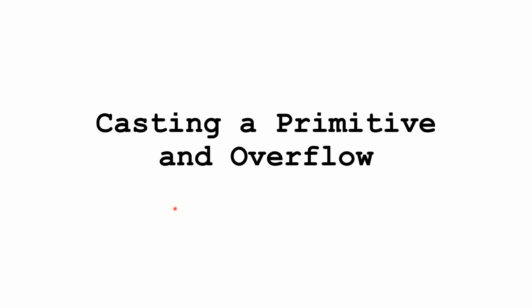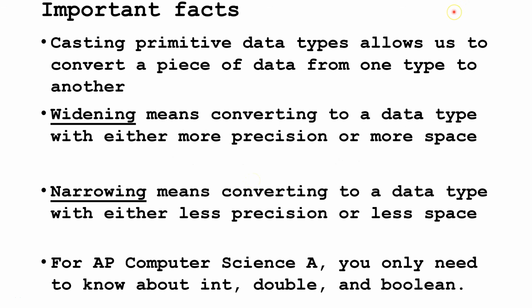In this Java tutorial, we are going to learn about two things. The first is how to cast a primitive value, and the second is overflow. Some important facts to know. First, casting primitive data types allows us to convert a piece of data from one primitive type to another. Widening means converting to a data type with either more precision, as in more decimal places, or more space, as in larger or smaller values. Narrowing means converting to a data type with either less precision or less space. For AP Computer Science A, you only need to know about the three primitive types, int, double, and boolean, but we will be covering some of the others in this lecture.